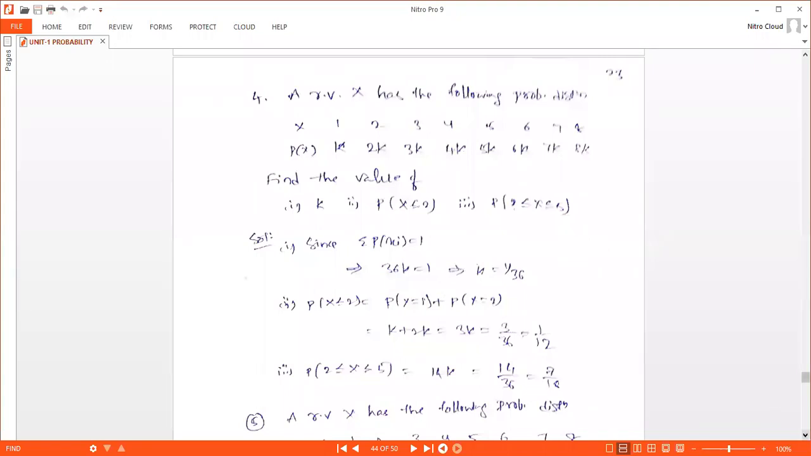I request all the students to make a note of this problem. All the problems you have to make note.